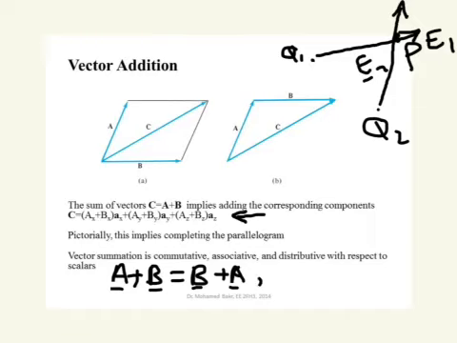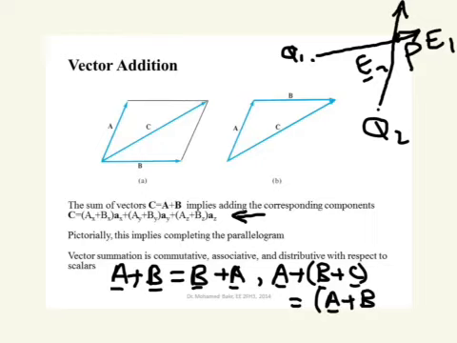Associative means it doesn't matter what the order of the operation is. For example, if you are summing three vectors, A plus B plus C, you can first sum B plus C and then add them to A. This is exactly equivalent to summing A plus B first and then adding C. This is called an associative operation.